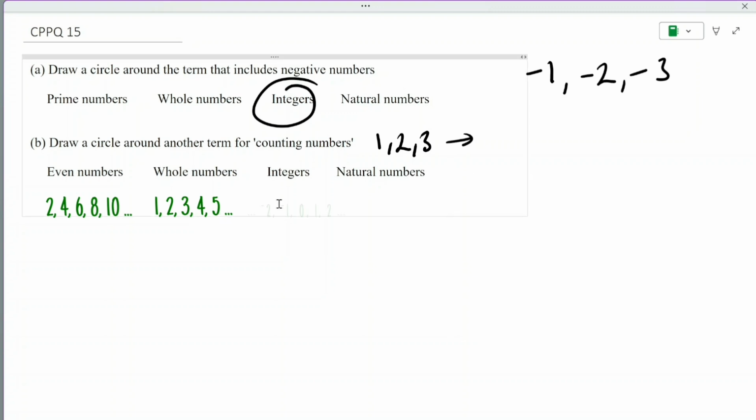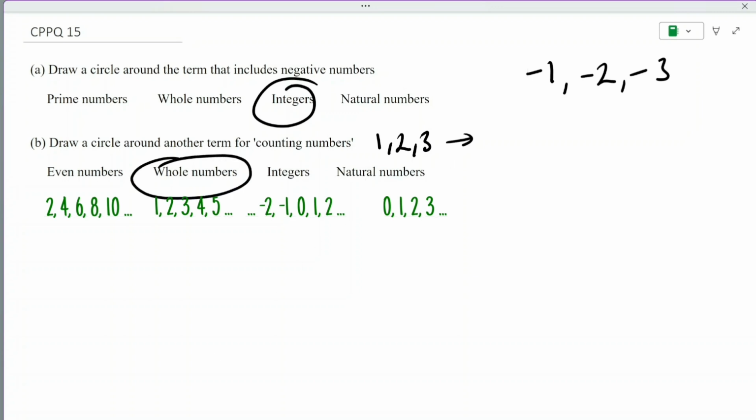Integers include negative numbers, therefore it doesn't fit in. Natural numbers start from 0, therefore it would also not work. So the answer to this question is whole numbers. These questions are meant to test you on your knowledge of types of numbers.